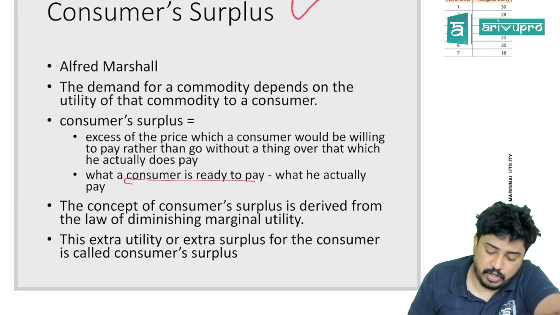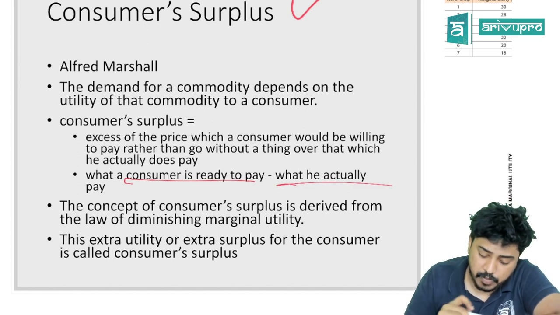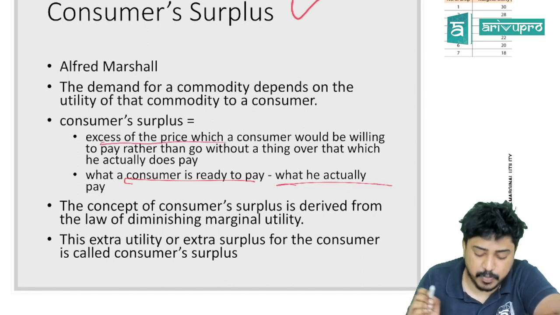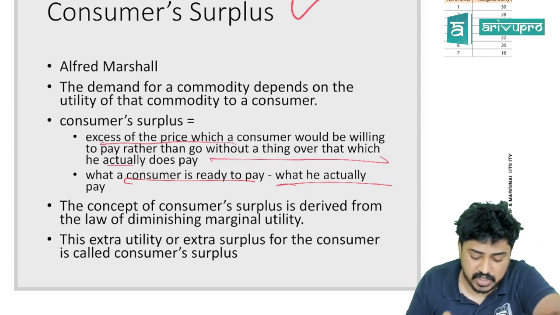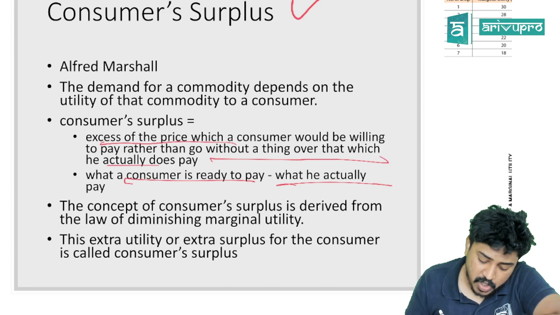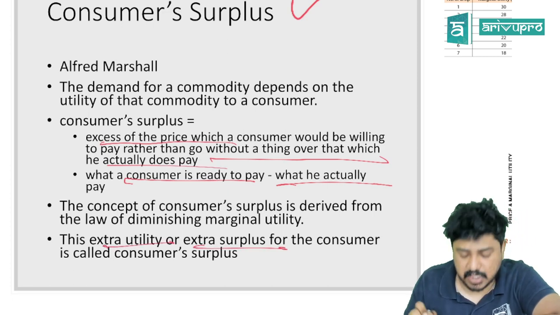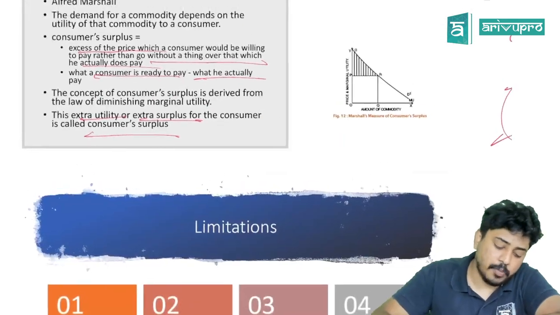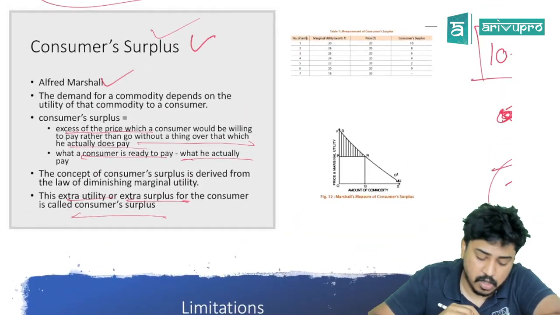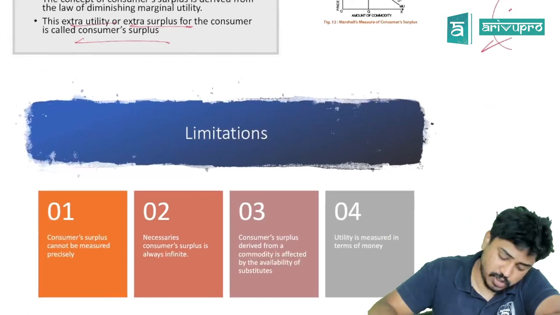What the consumer is ready to pay minus what he actually paid, or it is the excess price which the consumer is willing to pay rather than to go without a thing over which he actually pays, right? So the extra utility or extra surplus, we call it consumer surplus, right? Who propounded it? This also our Alfred Marshall proposed, right?